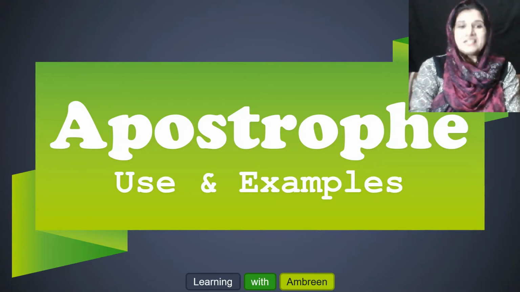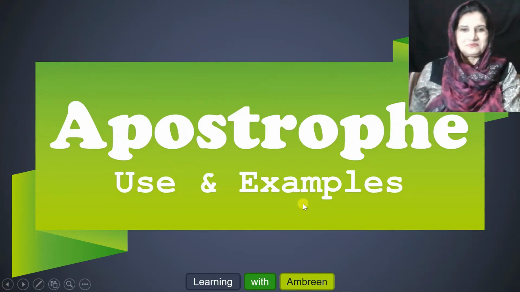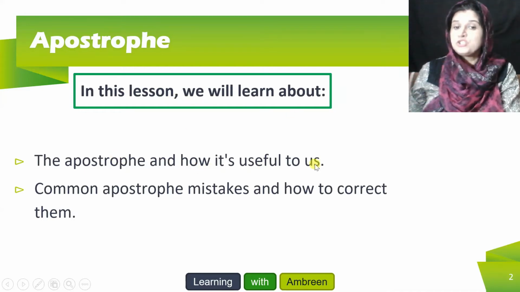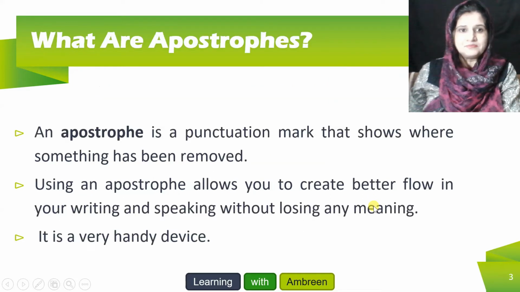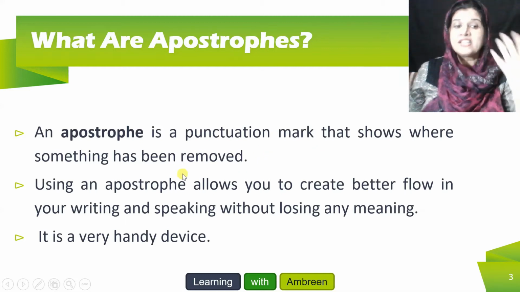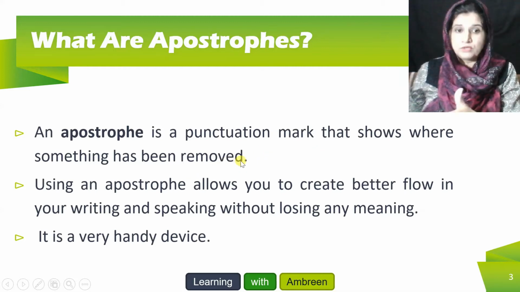So let's see what are the uses and examples of this punctuation mark. In this lesson we'll learn about the apostrophe and how it is useful to us, common apostrophe mistakes and how to correct them. What are apostrophes? An apostrophe is a punctuation mark that shows where something has been removed.